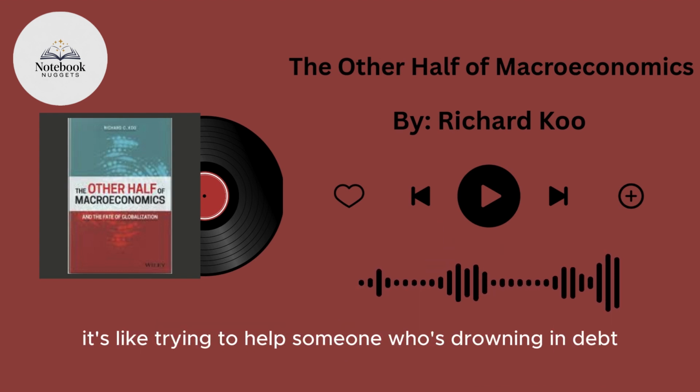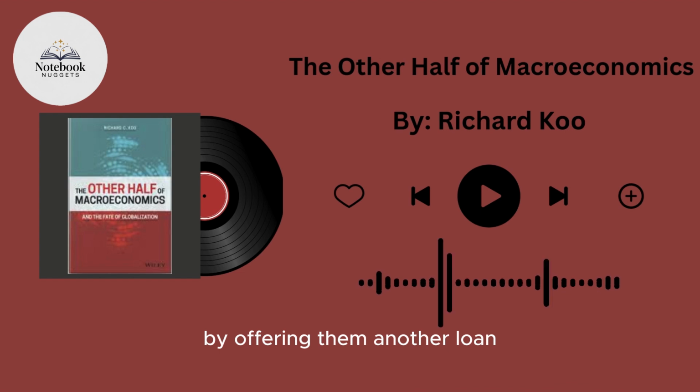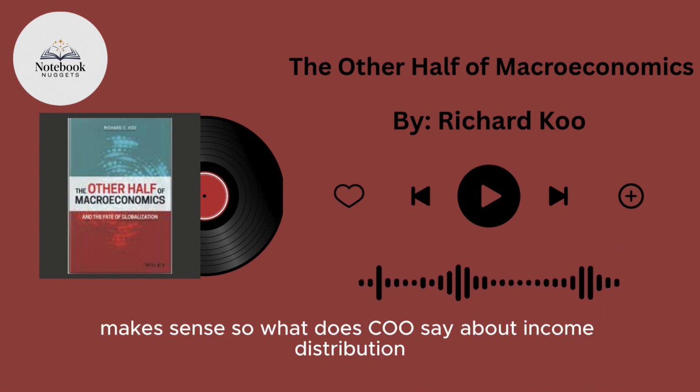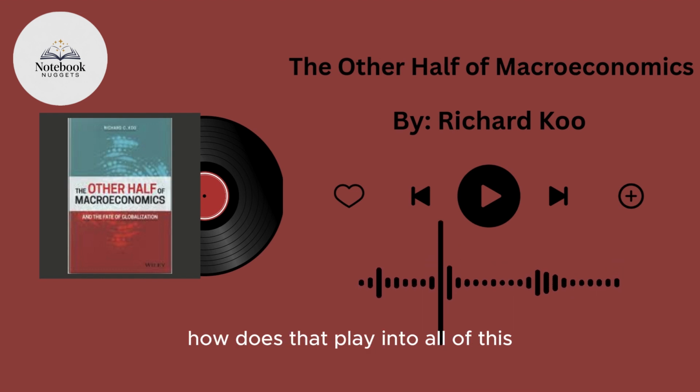Right. It's like trying to help someone who's drowning in debt by offering them another loan with a slightly lower interest rate. It's not going to change their behavior. Makes sense. So what does Koo say about income distribution? How does that play into all of this?